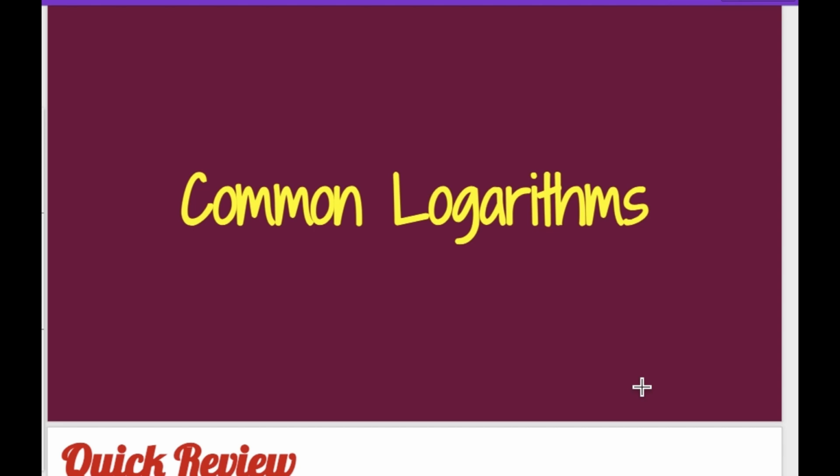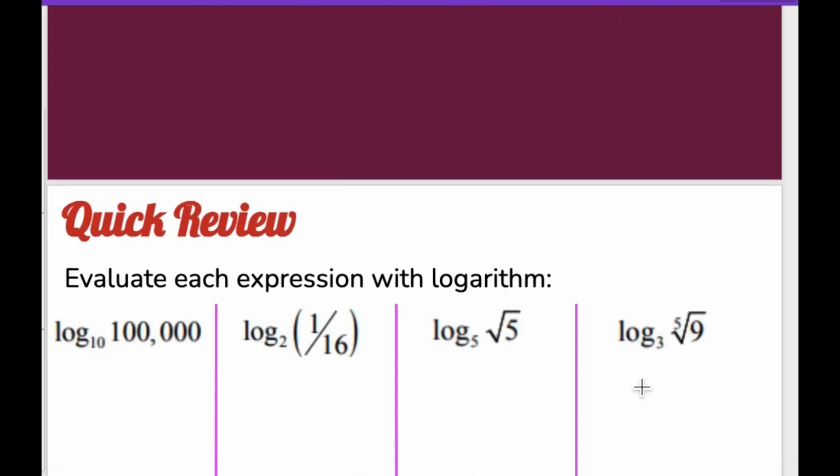Today in this video, we are going to introduce a type of logarithm which is called common logarithm. We can also just say this in a short way, which is common log. Let's have a quick review first, and then we will introduce what common log is.